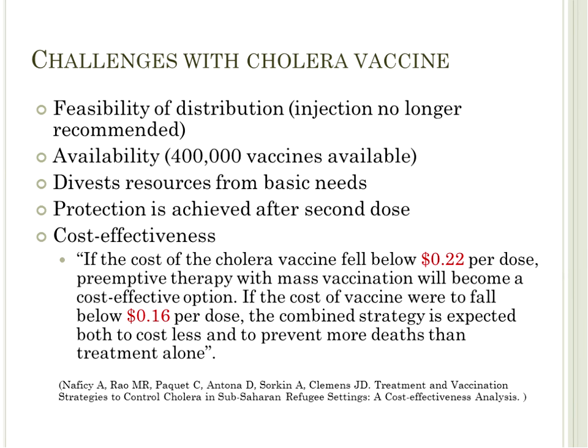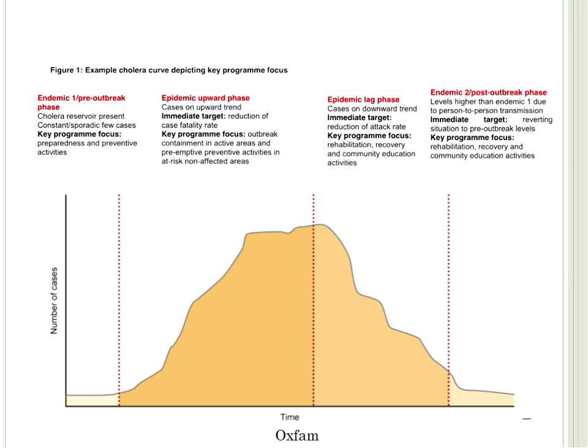Their conclusion was that if the cost of the cholera vaccine fell below 22 cents per dose, preemptive therapy with mass vaccination would become a cost-effective option. If the cost of the vaccine were to fall below 16 cents per dose, the combined strategies are expected both to cost less and to prevent more deaths than treatment alone. Unfortunately, we're not at a point where the cost of the vaccine is either 22 cents or 16 cents. It's now 89 cents, and we don't have enough available. So those are things to think about when thinking about distribution of the vaccine.